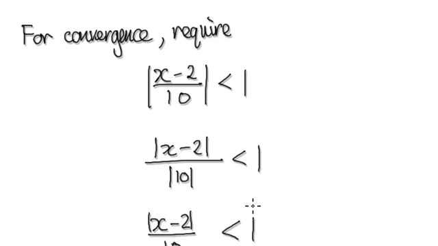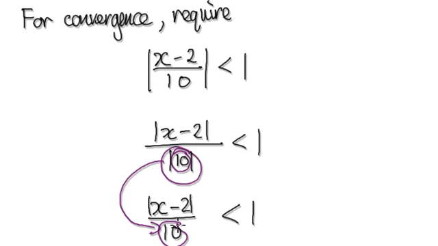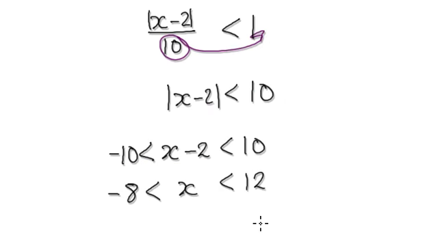Remember, the absolute value of a over b is the same as the absolute value of a divided by the absolute value of b. So looking at this, take the absolute value here, and then take the absolute value here. Well, the point is that when you take the absolute value of positive 10, it will always be 10. So now multiply both sides by 10. That will then give you this. So here, looking at this, the radius of convergence is really 10, centered at 2.